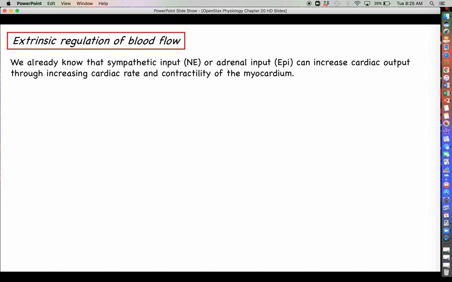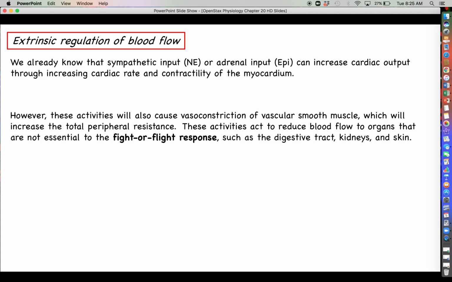So if we focus just a little bit more on extrinsic regulation of blood flow, so that's norepinephrine and epinephrine effects, we've already seen in chapter 19 how these can increase the cardiac output both through regulation of the heart rate and the stroke volume. So we can also now understand that it can have effects on total peripheral resistance in tissues through vasoconstriction and vasodilation. We can put this all together with observations we've made throughout the semester that in the fight or flight response, you don't need blood flowing into non-essential organs like the kidneys and the digestive tract and the skin. It's best to make sure that that blood is being delivered to the skeletal muscle and the brain.